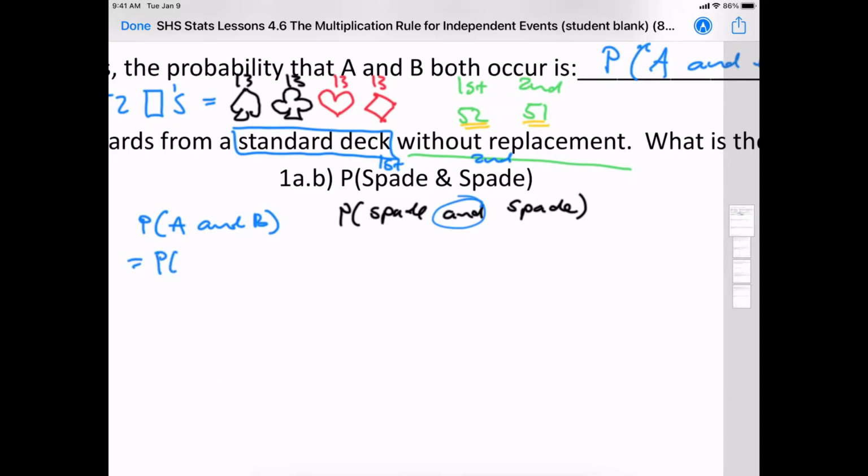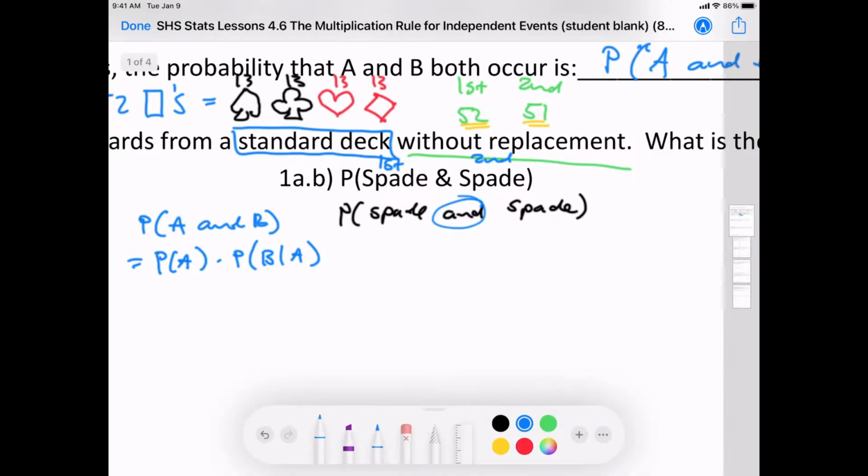The probability of A times the probability that B occurs given A. Just going to highlight that one. Just reviewing what we did last time. This is given A. B occurs given A first. So basically that means the probability of getting a spade is given that a spade has already been drawn.